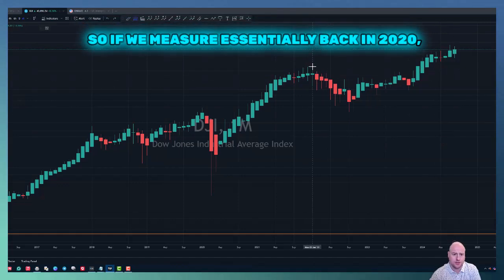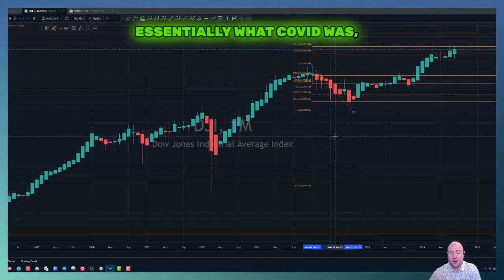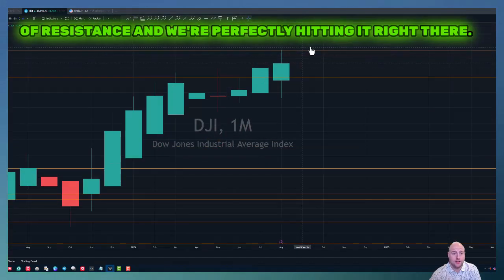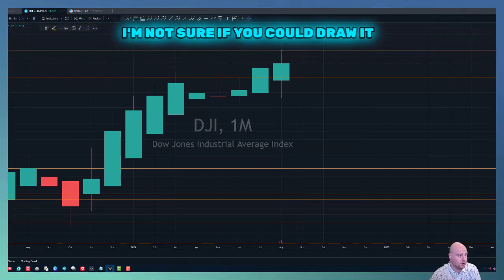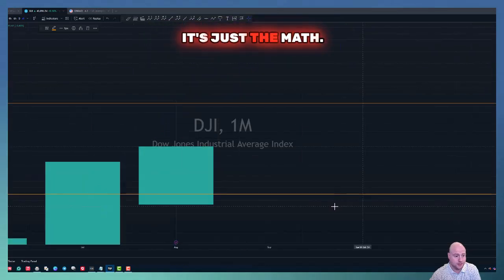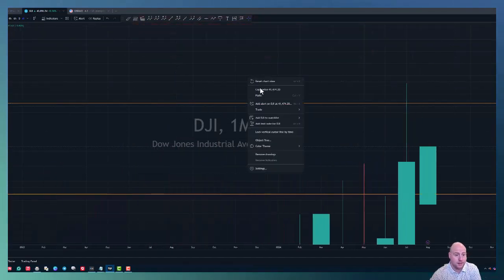So if we measure essentially back in 2020 down to essentially what COVID was, well, now you notice that we have a ceiling of resistance and we're perfectly hitting it right there. I mean, I'm not sure if you could draw it any closer if you tried. It's just the math, but that is pretty spot on if you would ask my opinion.